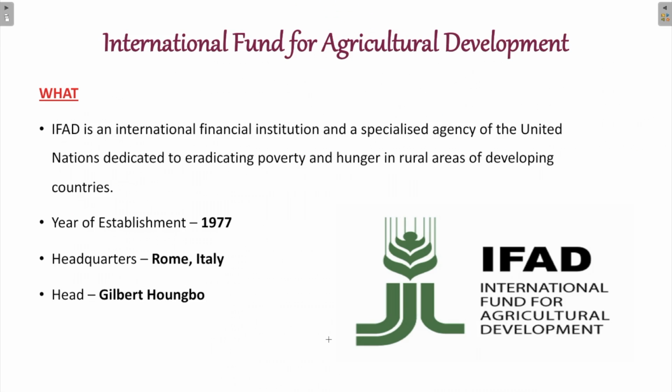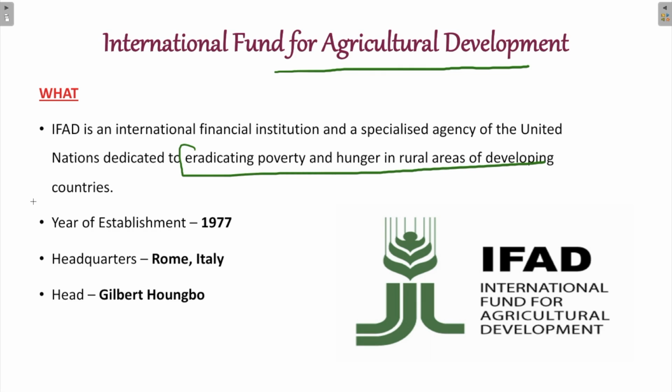Coming up to the International Fund for Agricultural Development. One important thing to note is don't go with the name. This IFAD was an international financial institution and it is currently the specialized agency dedicated to eradicating poverty and hunger in the rural areas of developing countries. So, you might think that it is related to agriculture development, but it is more related to the development of the farmers or the people living in the rural areas of the developing countries. Now, this organization was established in the year 1977 and the headquarters are in Rome, Italy.